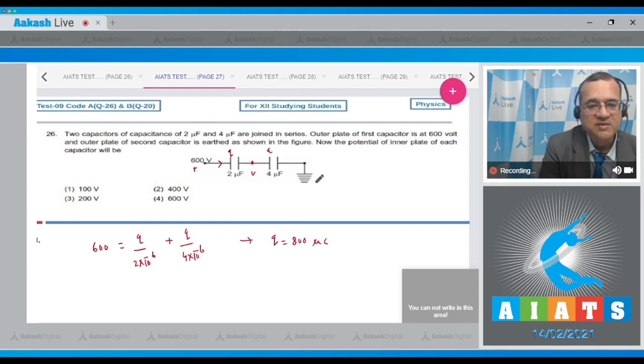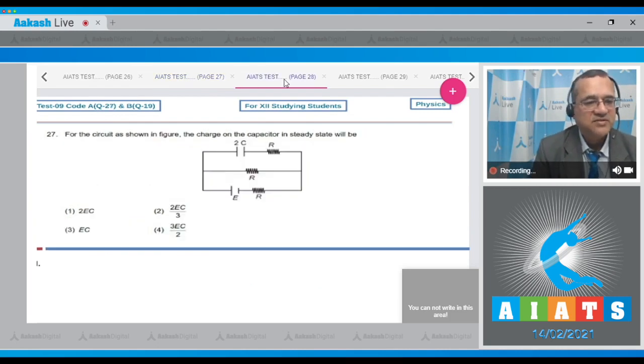Now, what is the potential of this point? This is at 0. So V minus 0 is equal to the charge here, which is 800 into 10 to the power minus 6, divided by the capacitance, which is 4 into 10 to the power minus 6. So the value is 200 volt. So potential of this point is 200 volt. Therefore, the correct option is the third one.